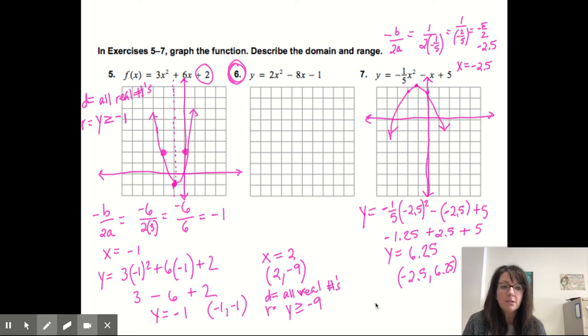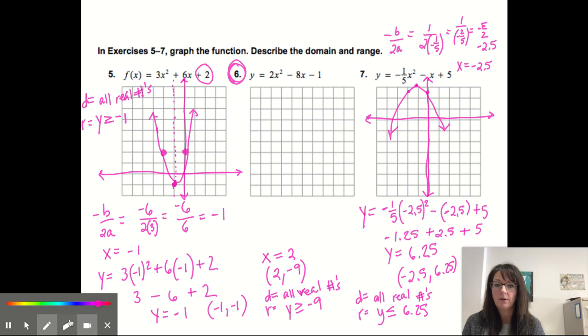All right, but let's just describe our domain. Domain, all real numbers, always all real numbers in this case. And our range is going to be y is less than or equal to 6.25. So that's the describing it right there for you. Okay, apologize for that mess.